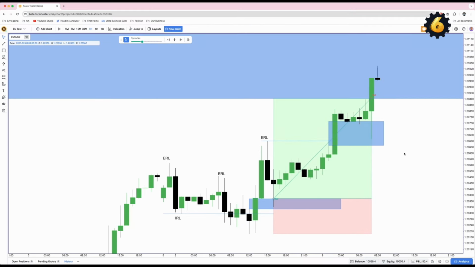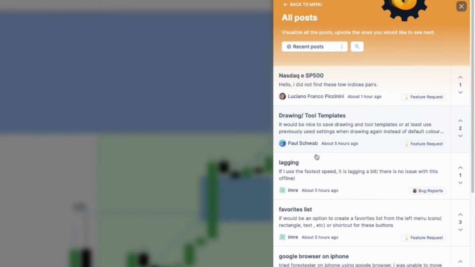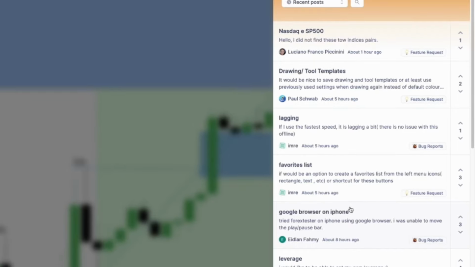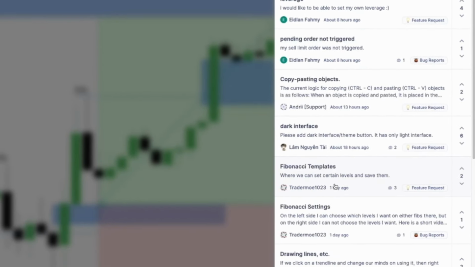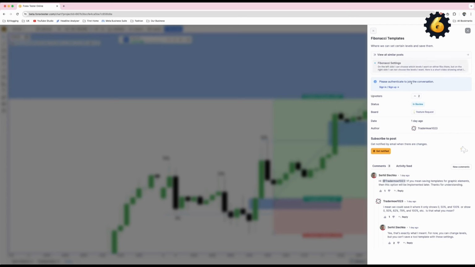Obviously this is not perfect yet because they are still in beta version, which is why you have the ability to report any bugs or even request any new features, and you can even vote to get new features. Let's say I want to vote on Fibonacci templates, because I feel like we can't really save any templates for the drawing tools or even the chart. So we can definitely vote, just log in, sign in to join the conversation.